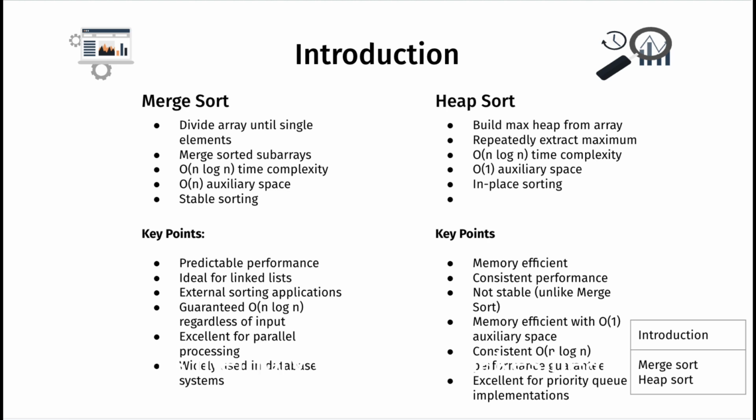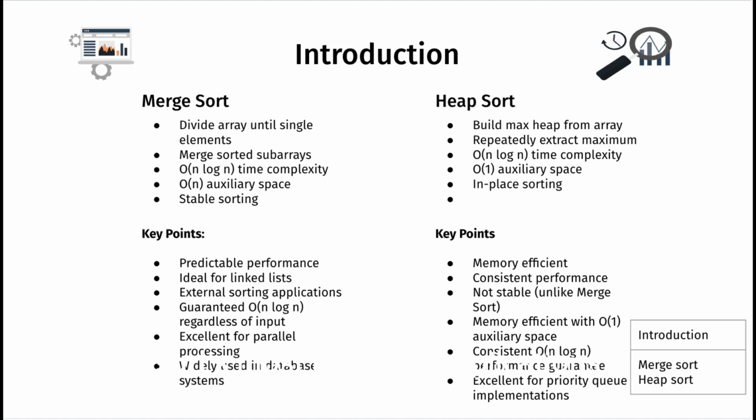This memory efficiency makes heap sort particularly valuable in memory-constrained environments. It provides consistent performance guarantees without the additional space overhead of merge sort. However, unlike merge sort, heap sort is not stable. It doesn't preserve the original order of equal elements.